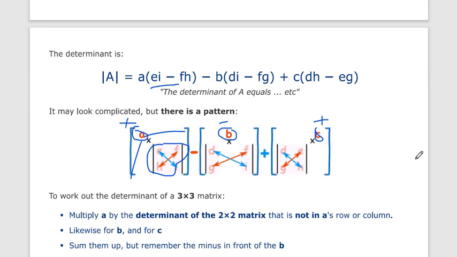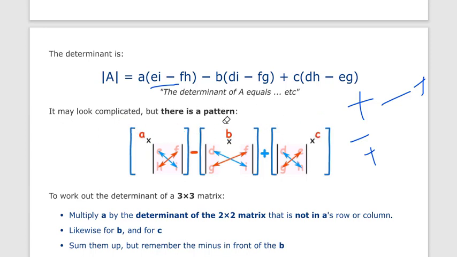Okay, remember this: plus minus plus minus plus. Okay, plus minus plus minus. Here they have taken the first row, but you can also take the second row. Okay, for the determinant you can also take the second row, third row.